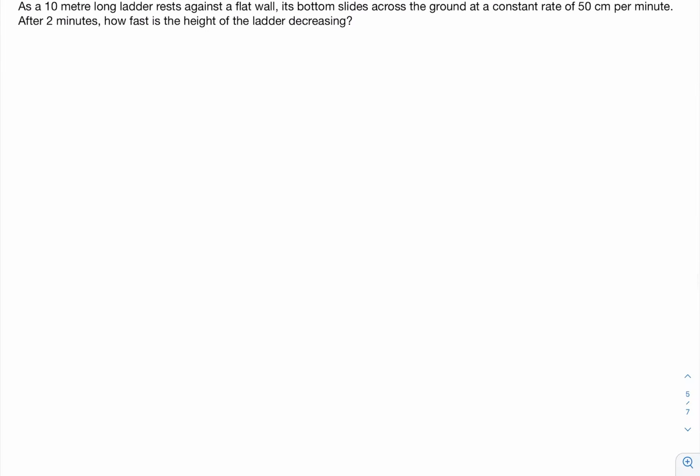Okay, a 10-meter long ladder rests against a flat wall, its bottom slides across the ground at a constant rate of 50 centimeters per minute. After 2 minutes, how fast is the height decreasing?